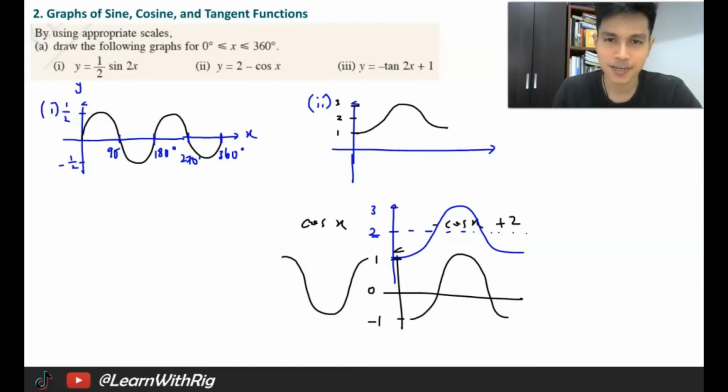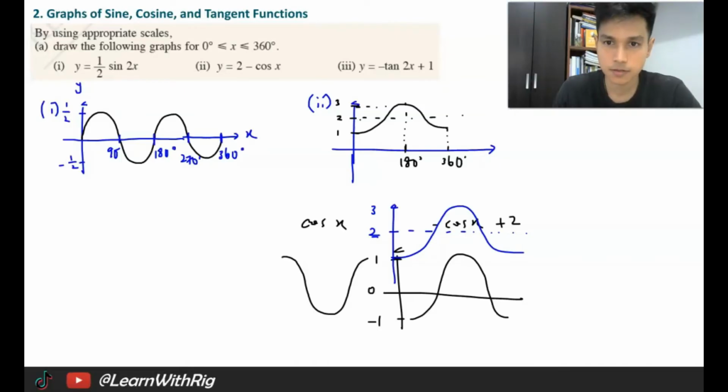Something like that. Okay, so here would be the middle. Here is 1, here is the amplitude. The height is 1 unit, so it's 3 there. Okay, so here is the middle. So here will be 180. Here is 360.